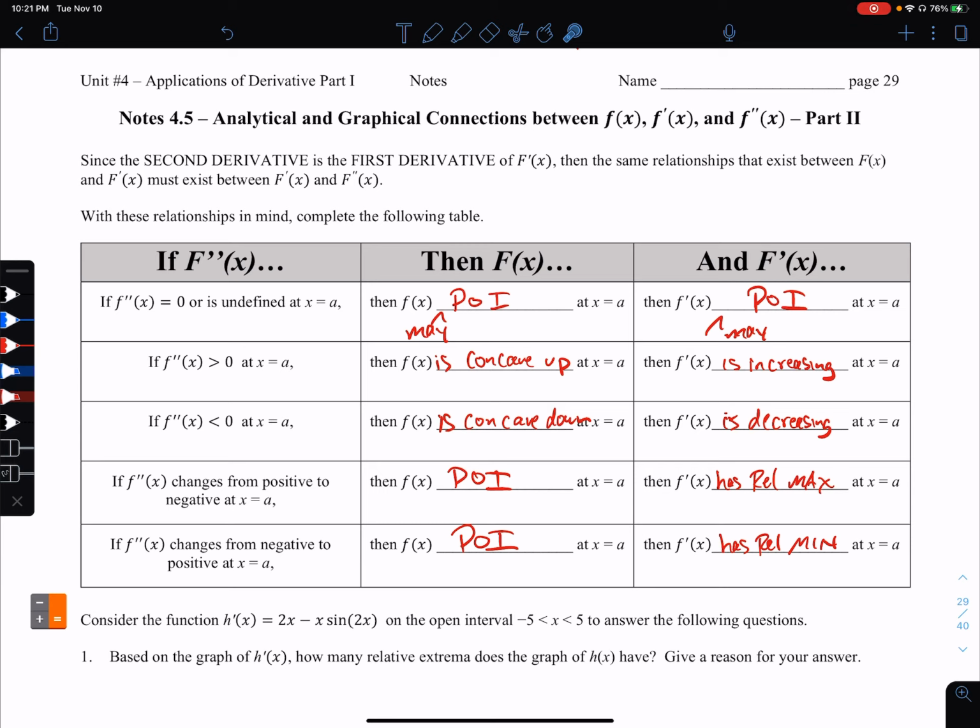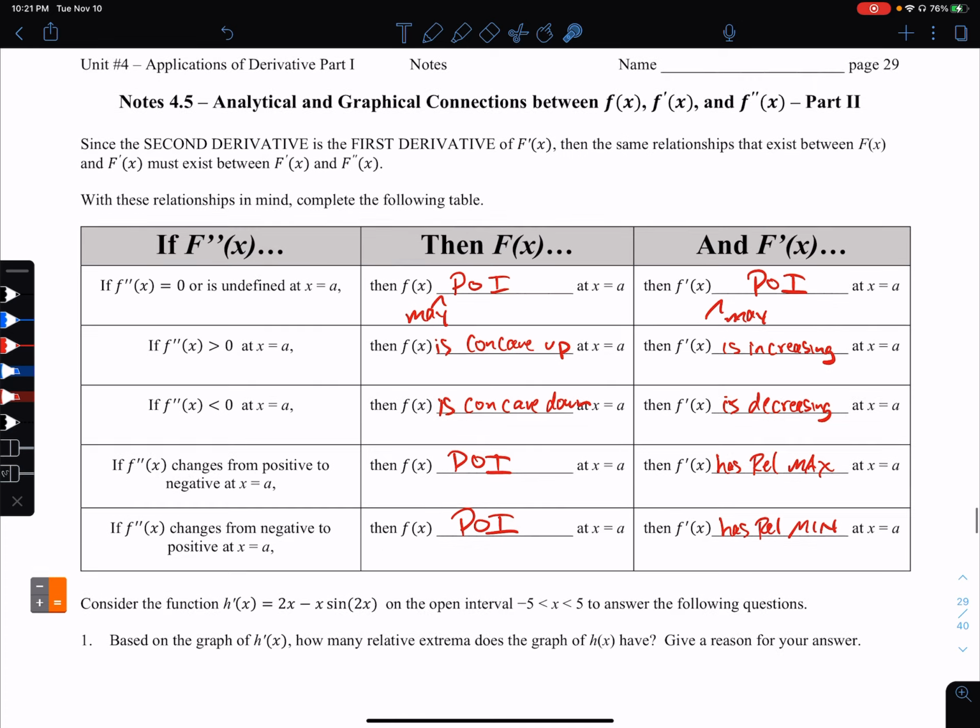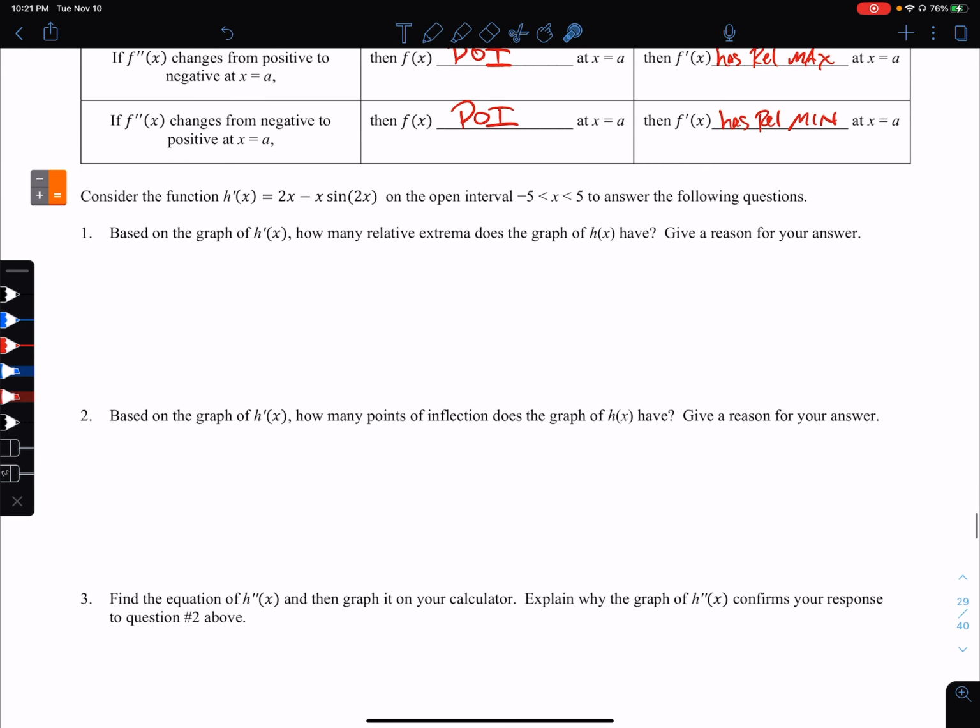All right, so let's see. Let's consider the function. Notice that there's a calculator sign here, which means you can use a calculator. Consider the function h prime, which is 2x minus x sine of 2x on the open interval from -5 to 5 to answer the following questions. Based on the graph, how many relative extrema does the graph of h have?